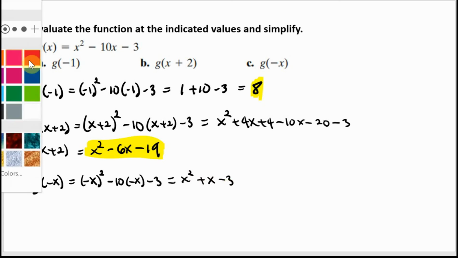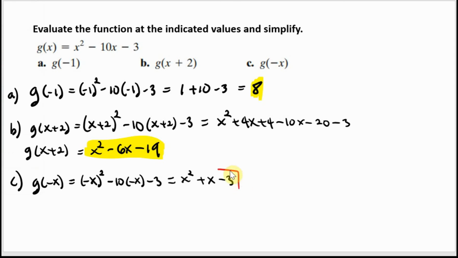This is not real red. It's better. All right.